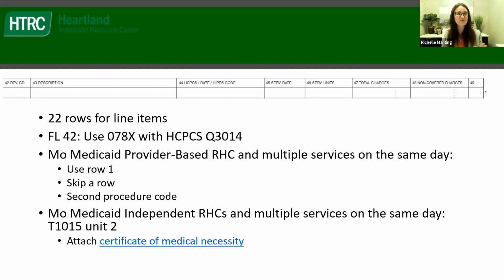And they're going to have some different rules depending on what type of RHC you are. So if you are a provider-based RHC operating and functioning like an outpatient department of a hospital, and you provide multiple encounters to the same patient on the same day, where the encounters are distinct and separate, typically for different diagnoses, right? What Missouri Medicaid says is you're going to use row 1 to describe your first encounter, skip a row, and then after that, you'll have a second procedure row describing the second encounter.